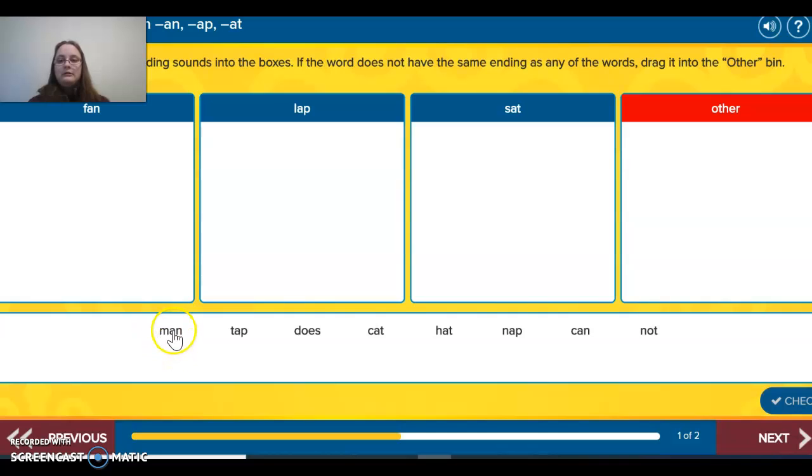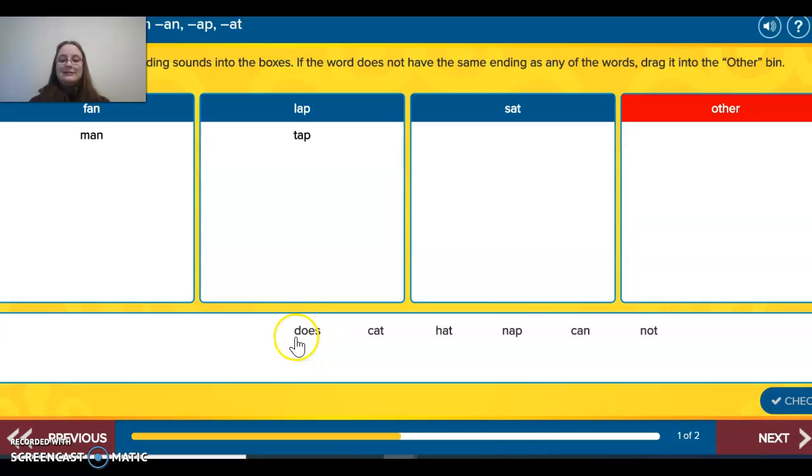So let's go to our words. Man. Does that rhyme with fan? Fan, man. It does. So man is part of the an family. Now we have lap. So that's the ap family. We have sat, which is the at family, and other. So we have ap, tap, lap. Those rhyme, so tap must be part of the ap family.